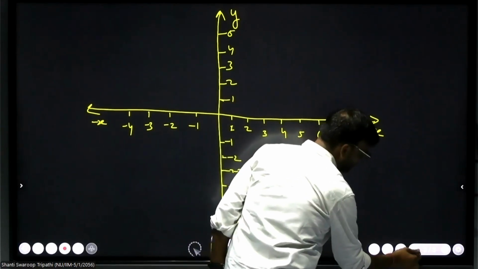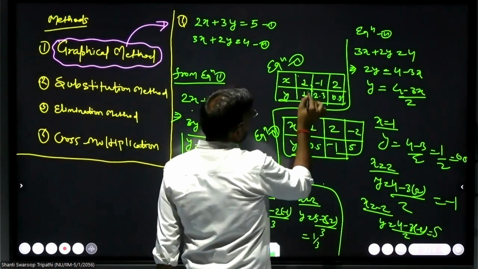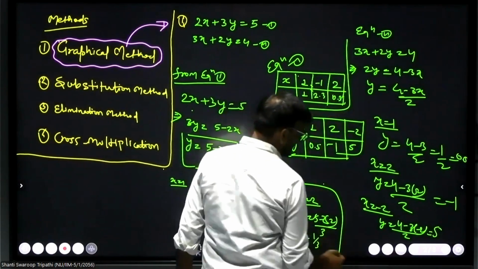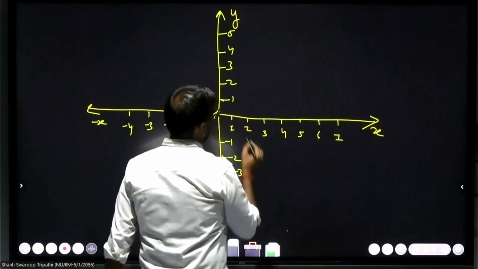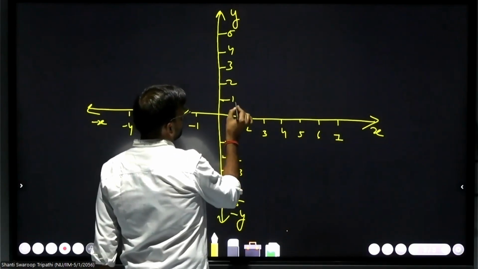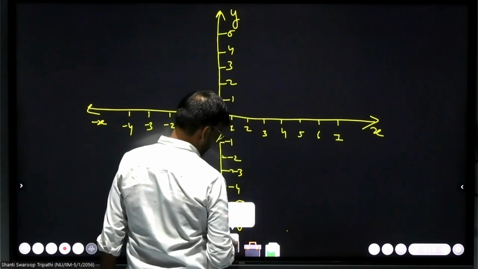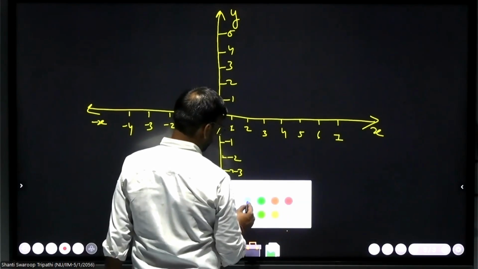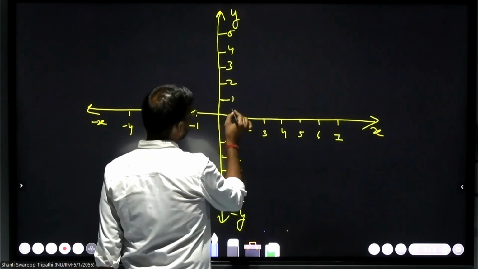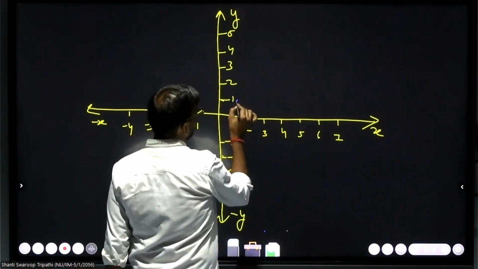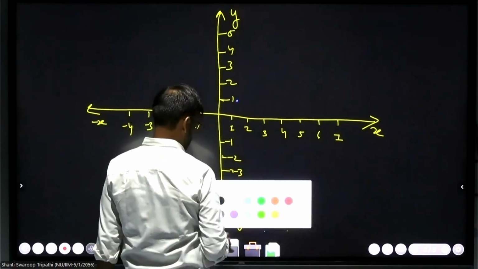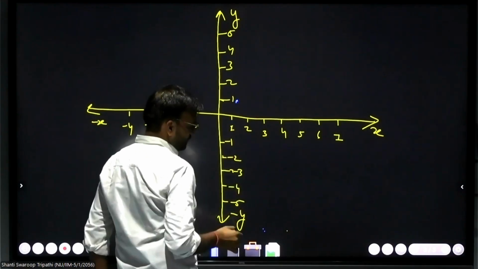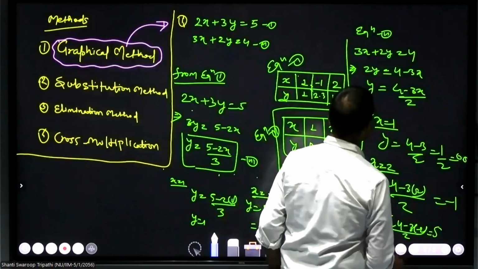Now plot these values. For x equal to 1, y equal to 1. Here we have 3 points: 1, 1; minus 1, 2.3; and 2, 0.3. What is the first point? This is 1, 1. I am changing the color now. Okay, I am taking this color. The first point 1, 1 is coming here. We are going for the first equation. We are solving the first equation.